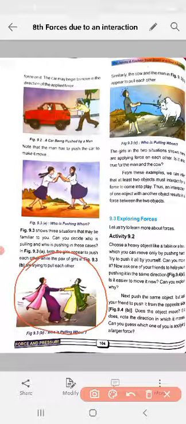In this figure, both girls are pulling each other and they are moving in a circular motion. So this is a game where two friends are playing in a field. They pull each other and move in a circular motion. We call it hakchichi in our native language.